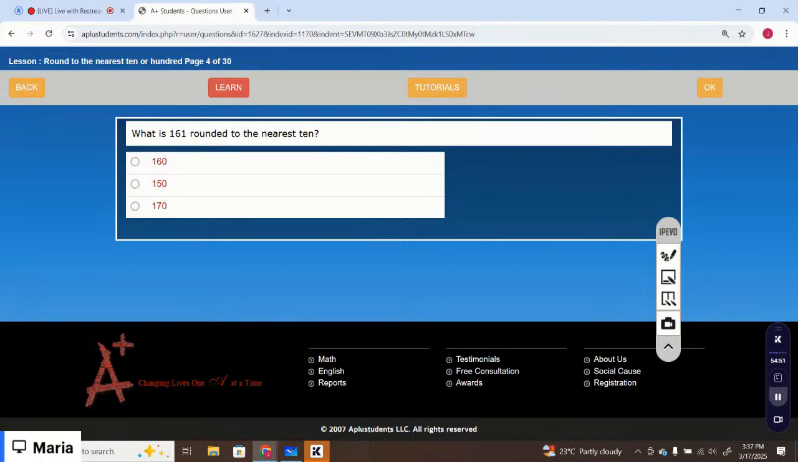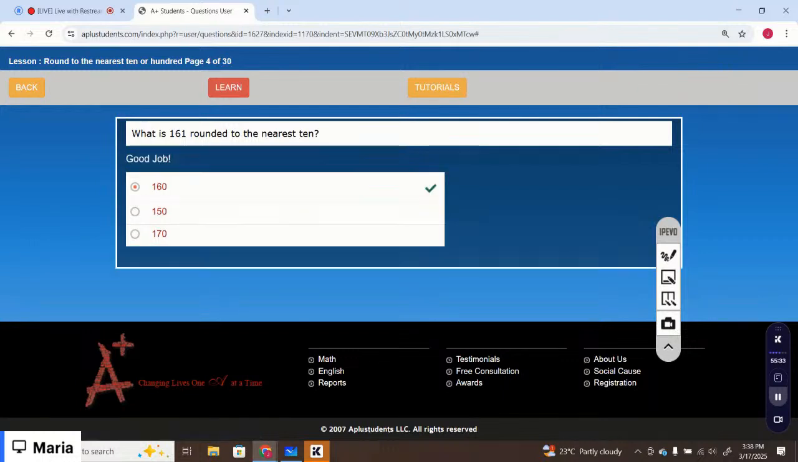What is 161 rounded to the nearest 10? So the tens digit is 6, right? Next to 6 we have 1. 1 is less than 5, so it will be rounded to 160. Option number 1 is the correct option.